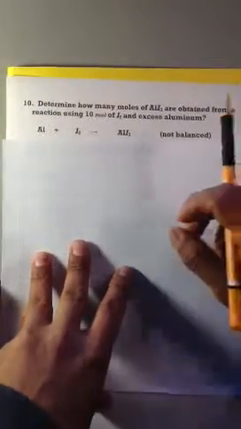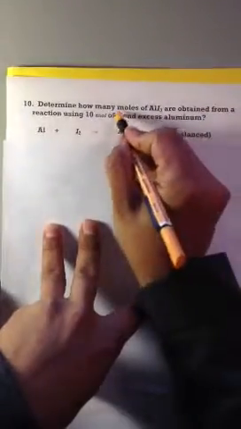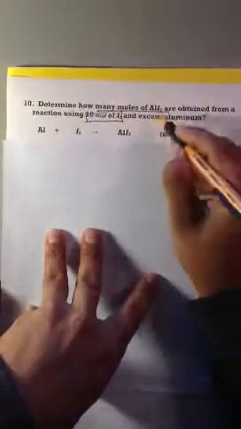Hey, this question here: determine how many moles of AlI3 are obtained from a reaction using 10 moles of I2 and excess aluminum. That means we have more than enough aluminum and a certain amount of I2. So we're trying to find the moles of AlI3. So I'm just going to write this down here.